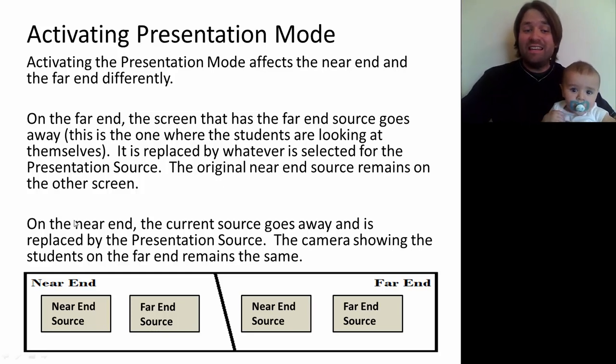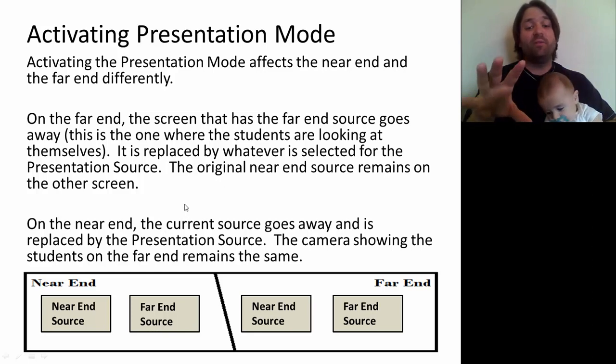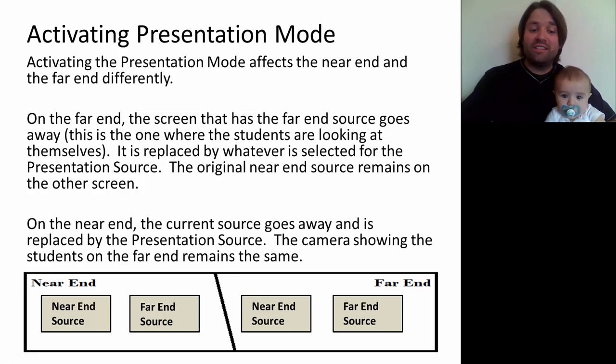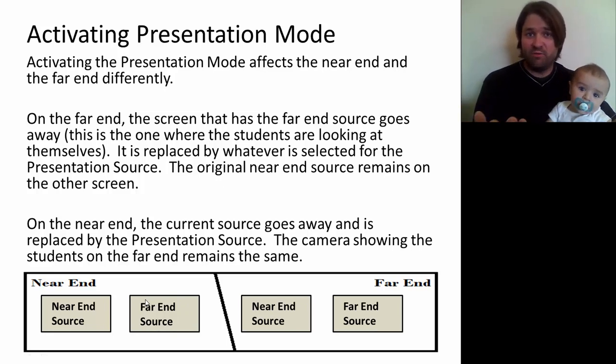Now, on the near end, the current source is going to go away and it's going to be replaced by the presentation source. So you're still going to have a camera where you're looking at the students on the far end. You need this so that you can see what they're up to. And so whatever you have on the source is going to go away and it's going to be replaced by whatever you have in presentation mode.